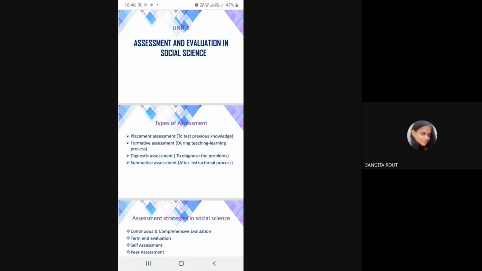Diagnostic assessment you can do at the time of teaching or at the end of the teaching. It's not a problem. When you do it, it's not a problem. But the purpose is that to identify the problem you are conducting the test.